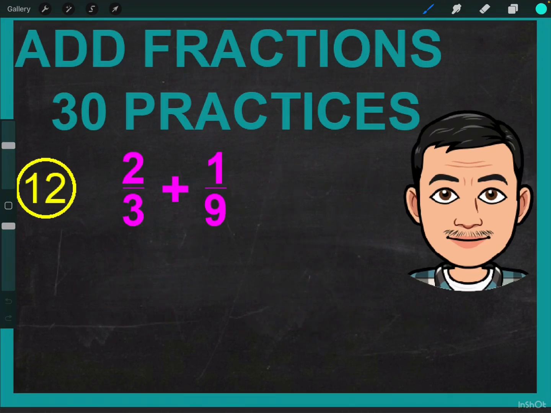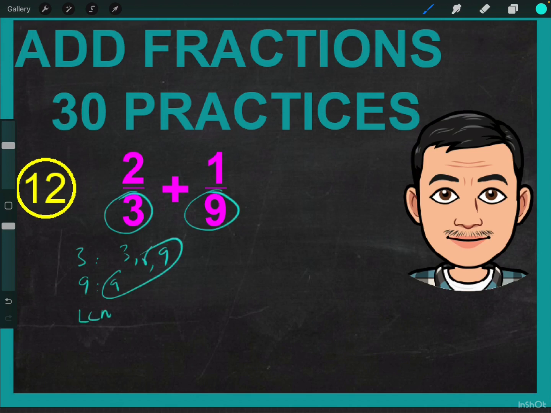Alright, practice number 12. Again, these two fractions have different denominators, 3 and 9. But this one is easy. The multiples of 3 are 3, 6 and 9, and the multiple of 9 is 9. So 9 is the LCM of 3 and 9. We will convert 2 over 3 into 6 over 9, and 1 over 9 we just keep right there. And so we got 7 over 9 as the answer.